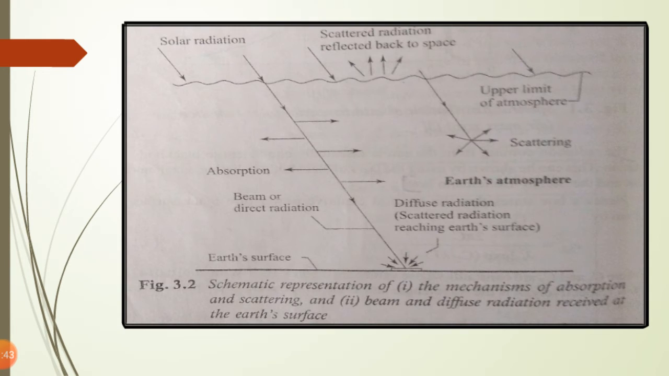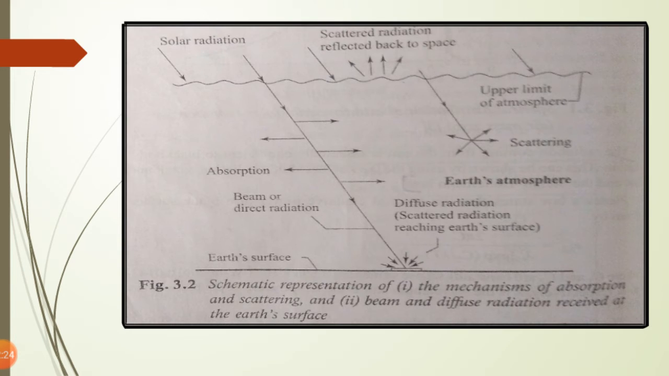So this diagram represents the mechanism of absorption and scattering, and also beam and diffuse radiation received at the earth surface. Now if we consider the bottom line, that is the earth surface, and the upper curved line is the upper limit of the atmosphere. That means outside the earth surface there is an atmosphere, and its upper limit is shown by the curved line in the figure.